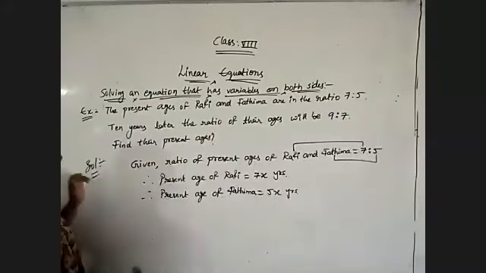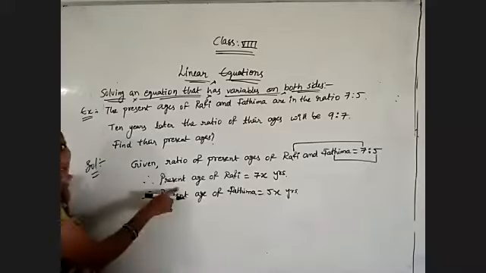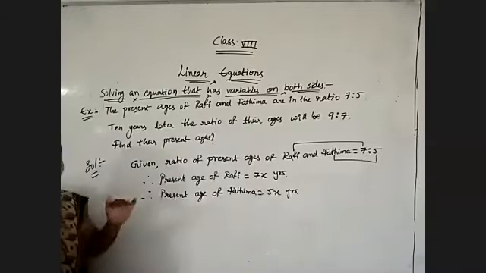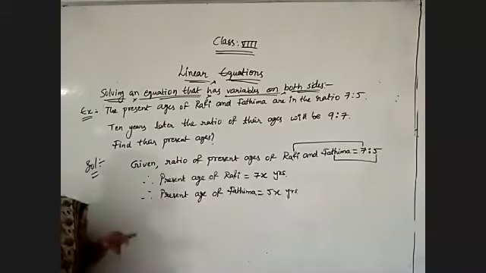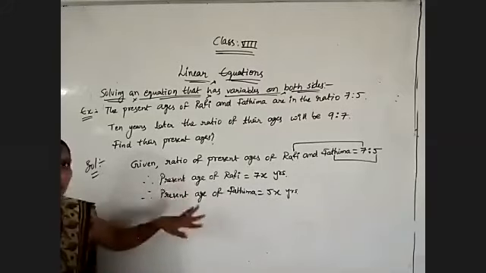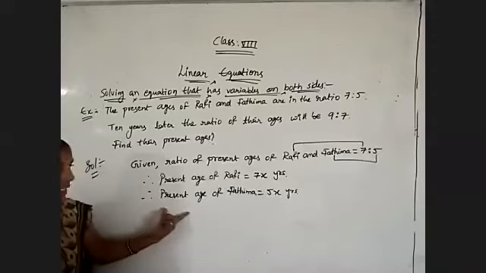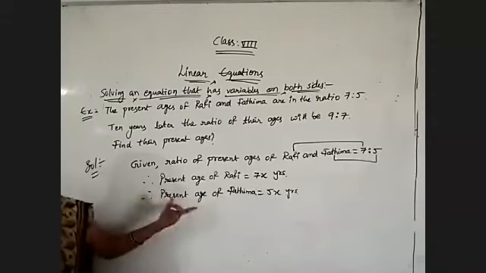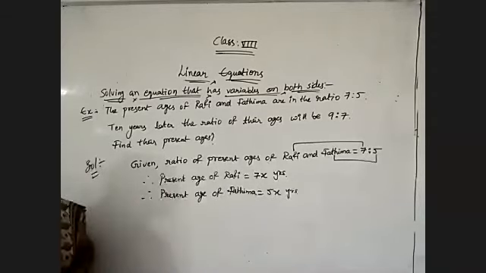After 10 years, what will be the age of Rafi? Suppose the age of Rafi is 7 years now. After 10 years, 7 plus 10, that is 17 years. So here also the same thing: 7x plus 10 after 10 years. And Fatima's age will be 5x plus 10. Okay, so their ratio is given as 9:7.